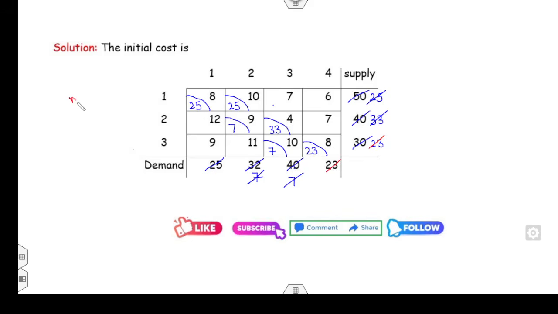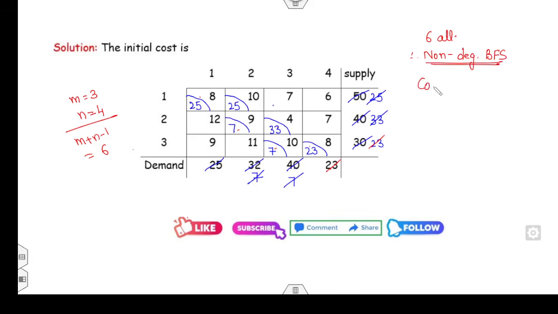So what is the m? How many rows you have? 3. Number of the columns 4. So therefore m plus n minus 1 how much is it? 7 minus 1 is 6. So you can see 1 2 3 4 5 6. There are the 6 allocations. So therefore your solution is my non-degenerate basic feasible solutions.